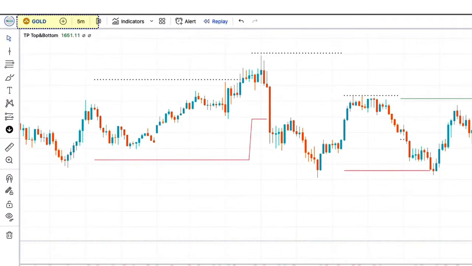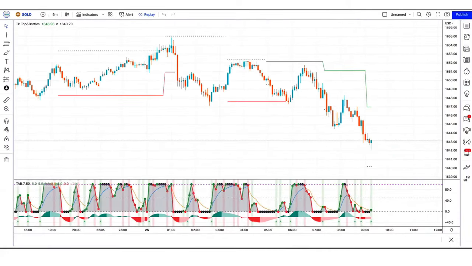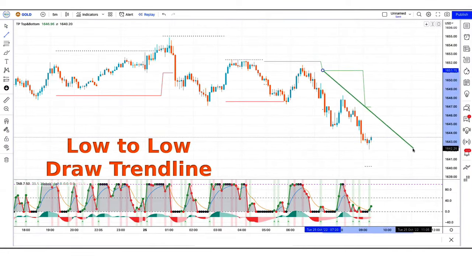First of all, we open 5 minutes chart of gold. We draw low to low trend line.